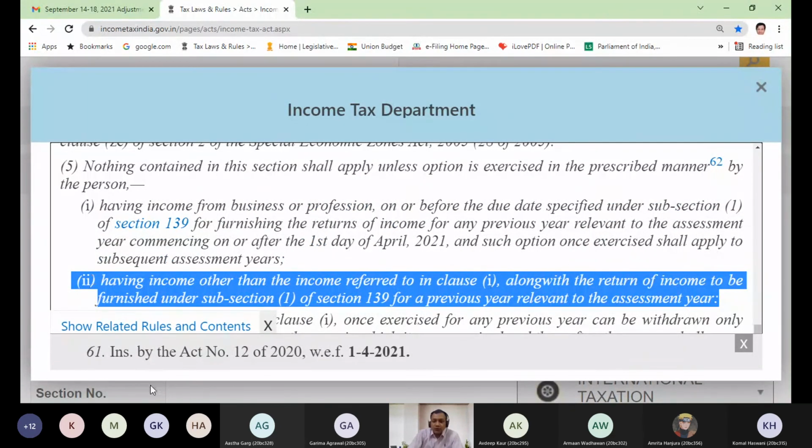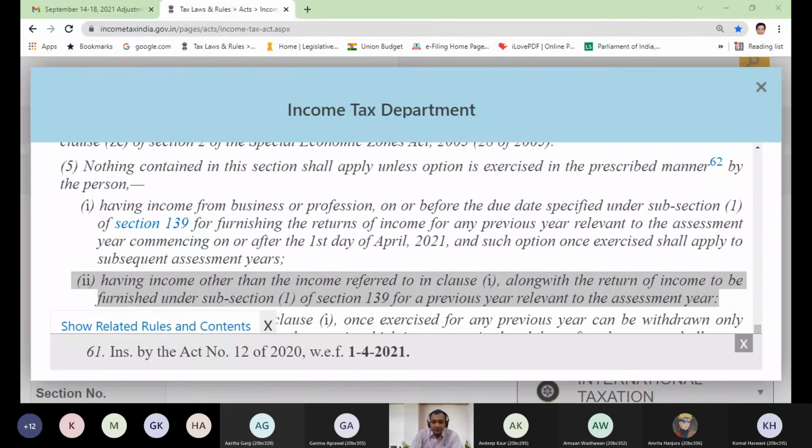Please raise your hand if this point is also clear. Not because I am telling you, but after reading the act.